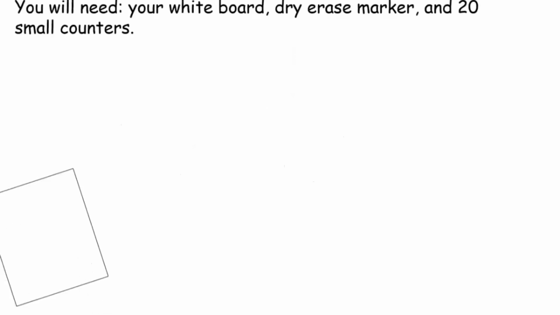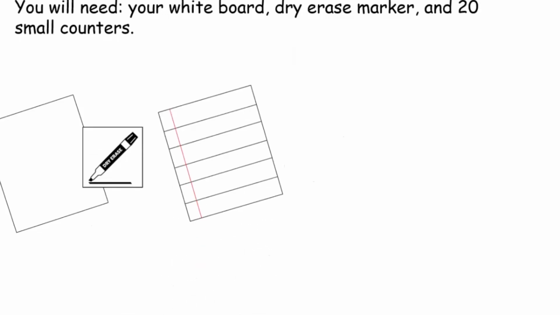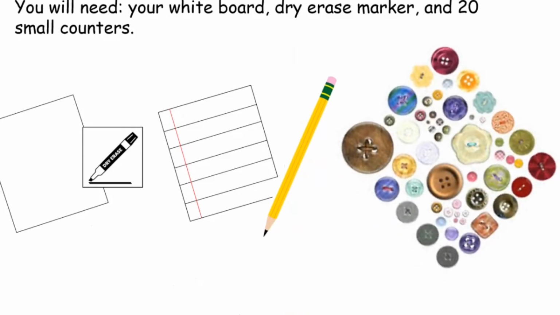You will need your whiteboard or dry erase marker. Don't worry if you don't have those, because you can use a piece of paper and a pencil. And I'd like you to find 20 small counters. I looked in my sewing kit and found some buttons to use for today's practice.